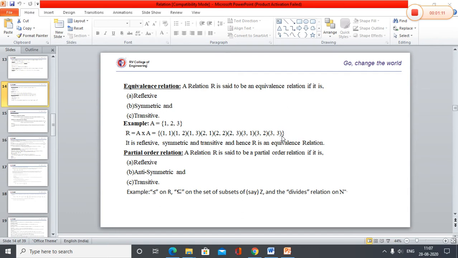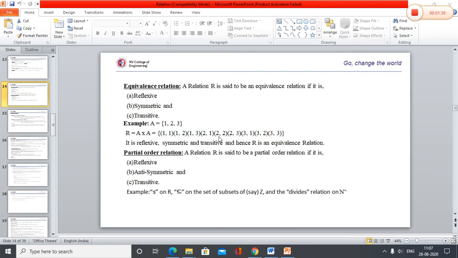Now symmetric: whenever I have AB I should have BA. I have 1 1, and the reverse of 1 1 is 1 1 only. 1 2 I have, so I should have 2 1, it is there. 1 3 I have, I should have 3 1, it is there. Then 2 3 I have, I should have 3 2, it is there. And then 3 3 and 2 2, the reverse of 2 2 and 3 3 will be 2 2 and 3 3 only. So it is symmetric also.